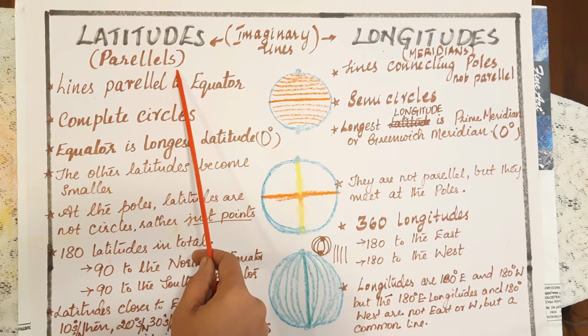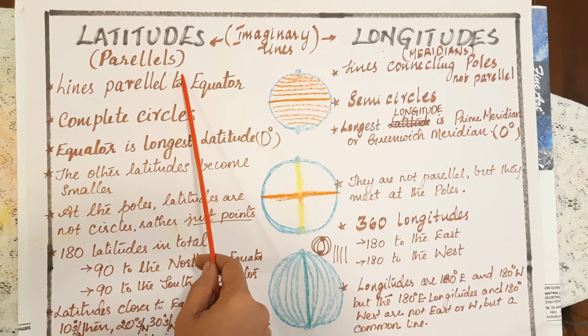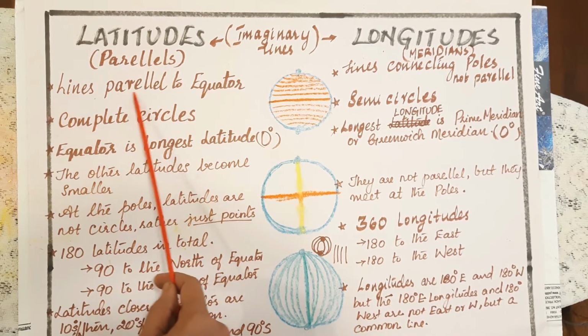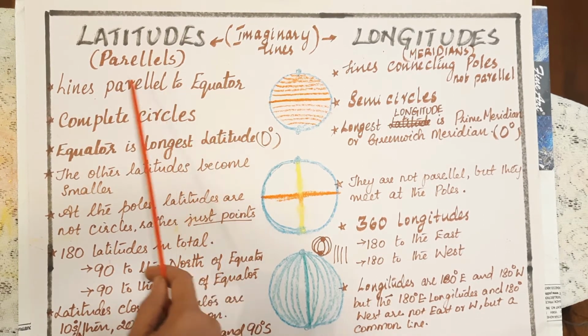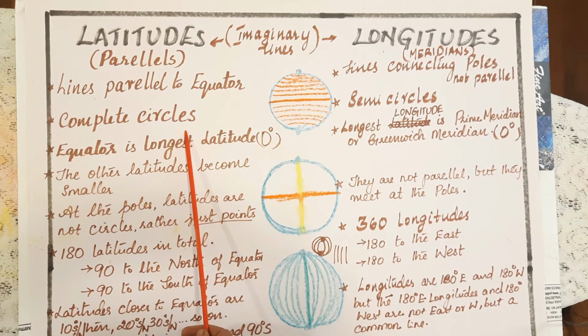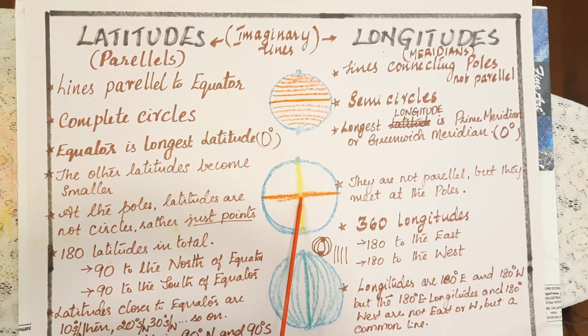They are parallel lines that run all across the globe, just like parallel to the equator. So they are called latitudes or parallels. The second characteristic is they are complete circles. The next characteristic is the equator is the longest latitude. As you can see, this is the equator, midway. Remember we said midway between the North Pole and the South Pole. The middle is here. This is the equator.